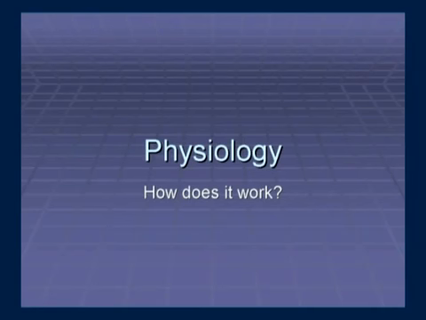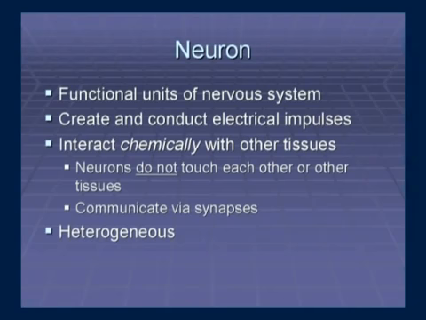So I'd like to move on to physiology then. We talked about what it is. Now the question is, how does it work? So the basic functional unit of the nervous system is the neuron. This will basically create and conduct electrical impulses.